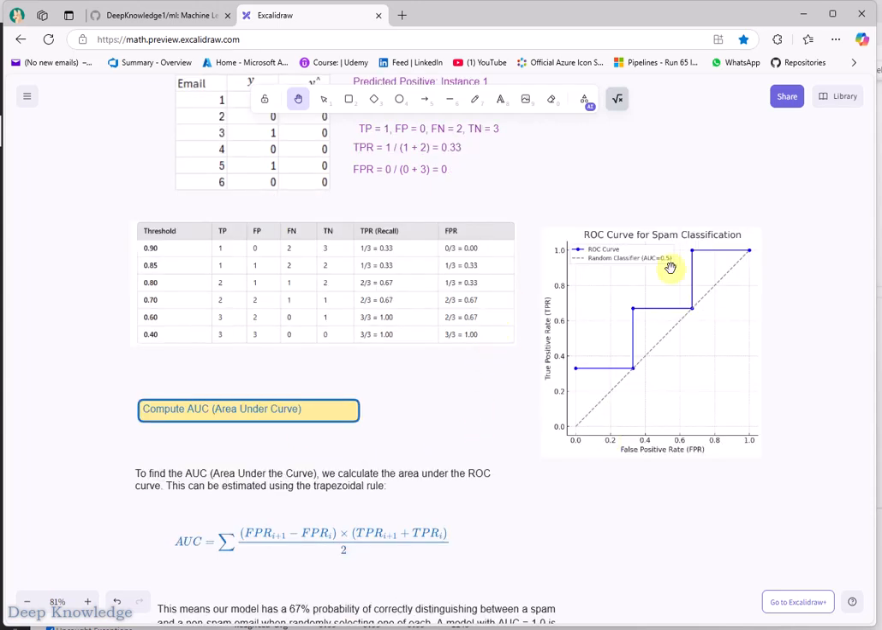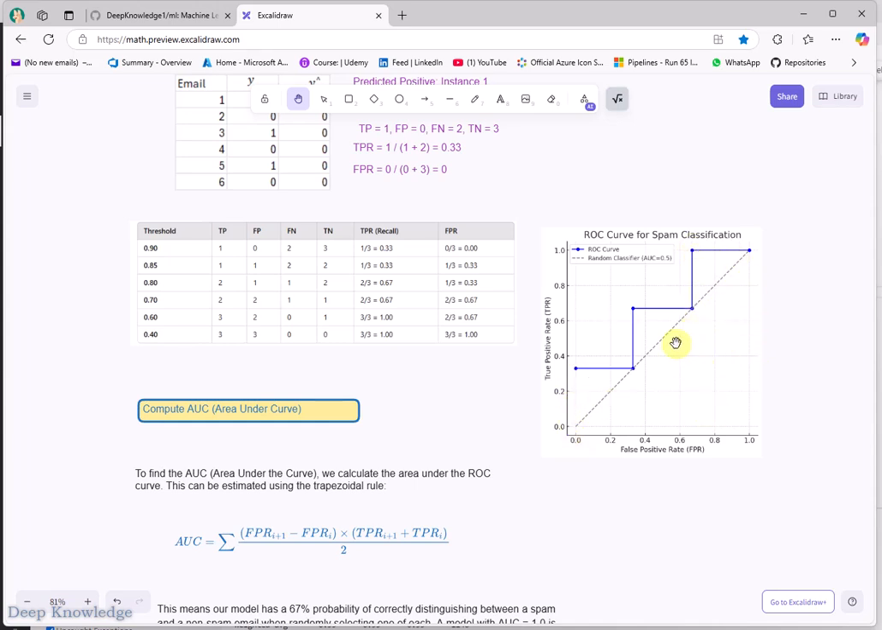And now we have to draw this ROC curve. As you can see, for instance, the false positive rate is 0, but the recall is 0.33. So we have 0 here, and I make a point at 0.33 here, and it will be also at 0.3. Now, and so on.